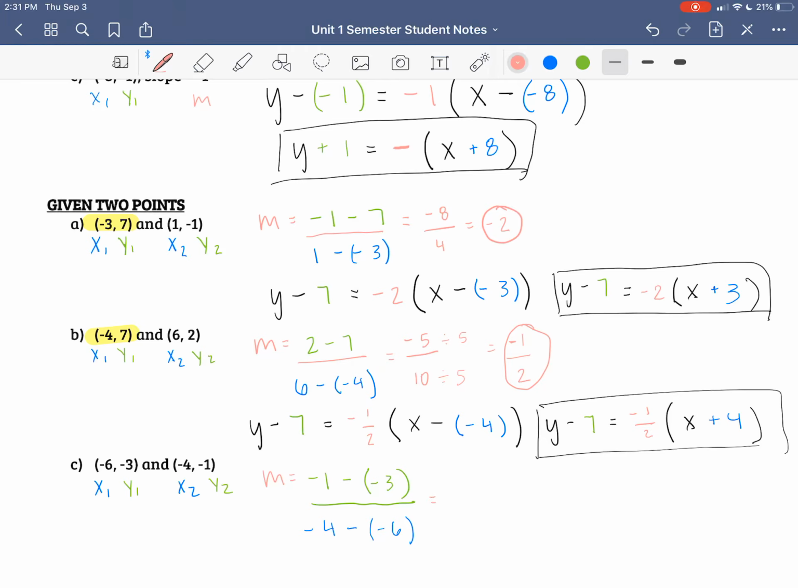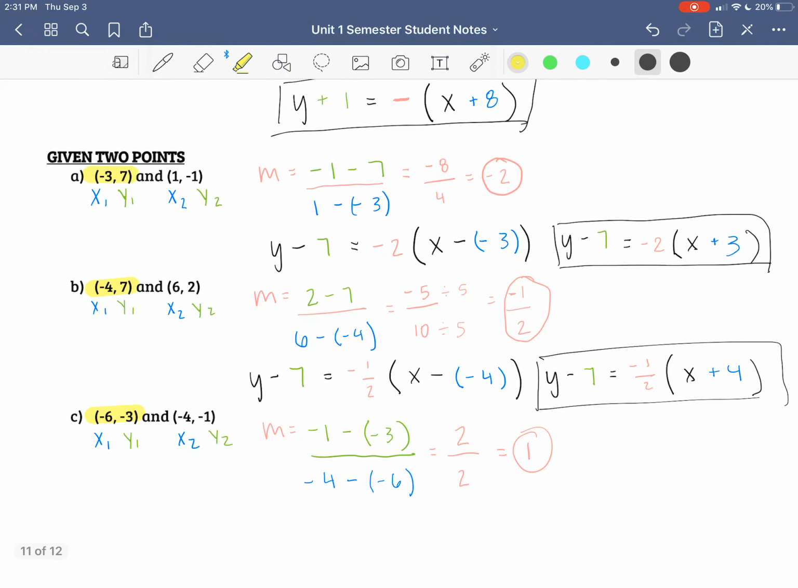Now we simplify. -1 minus -3 is the same as -1 plus 3, which is 2. -4 minus -6 is the same as -4 plus 6, which is 2. 2 divided by 2 is 1. So my slope is 1. I'm going to use that first point again and write my final equation. So I'll write this as y minus y1.